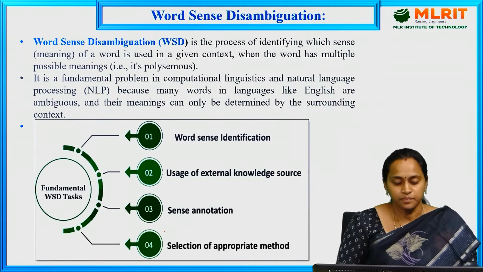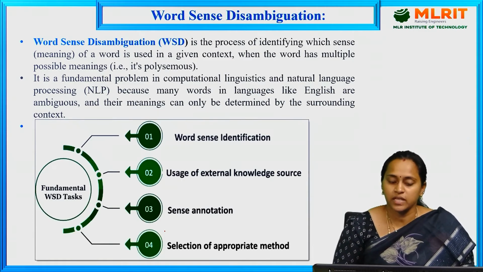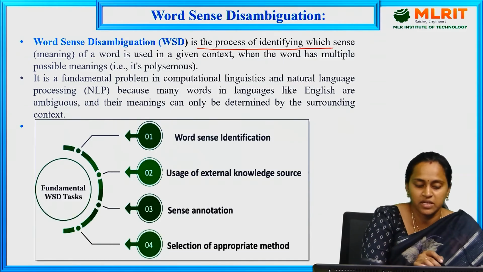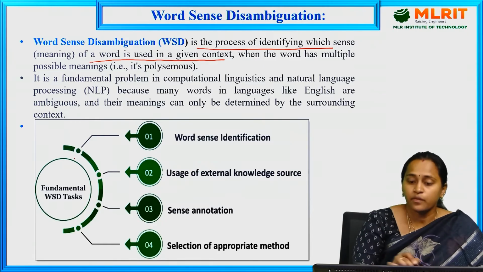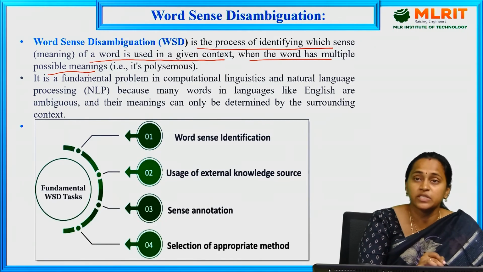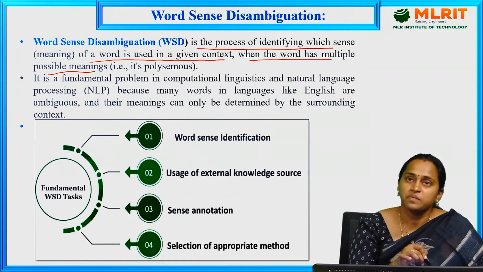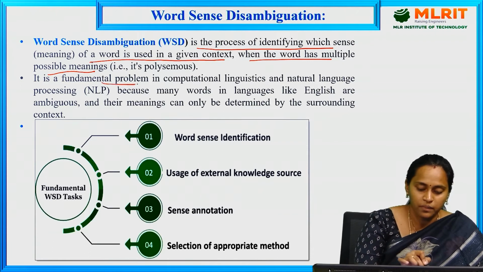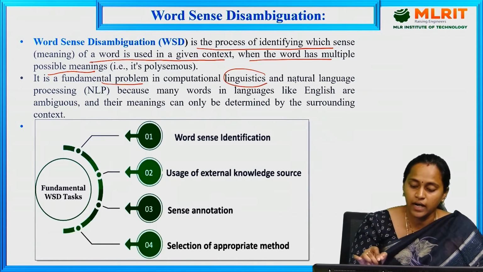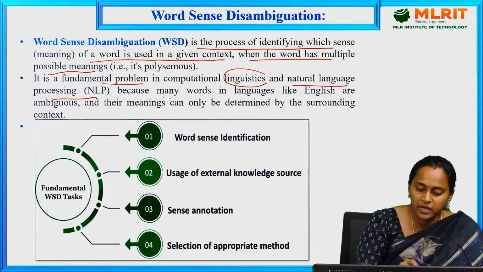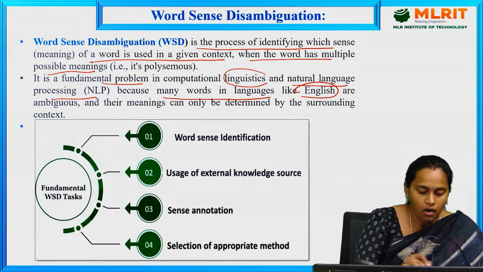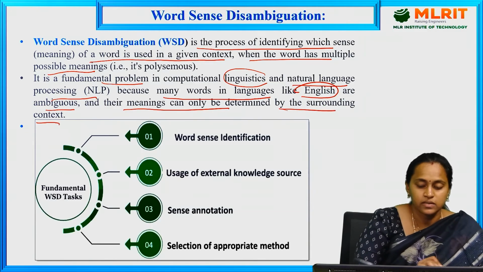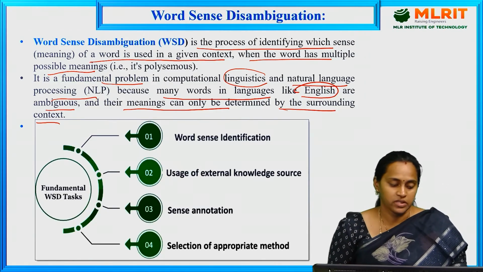Next, let's see the fundamental tasks of word sense disambiguation. We already discussed the definition of WSD: it's the process of identifying which sense of a word is used in a given context. When a word has multiple possible meanings, it is called polysemy. It is a fundamental problem in computational linguistics and natural language processing, because many words in languages like English are ambiguous and their meanings can only be determined from the surrounding context. This is the exact meaning of word sense disambiguation.